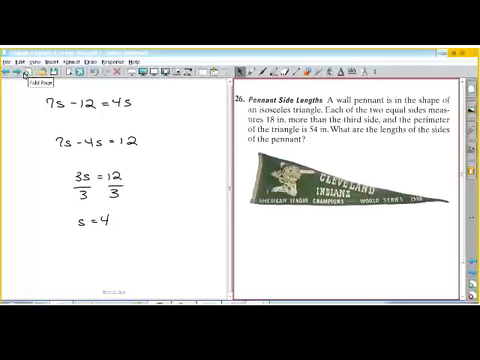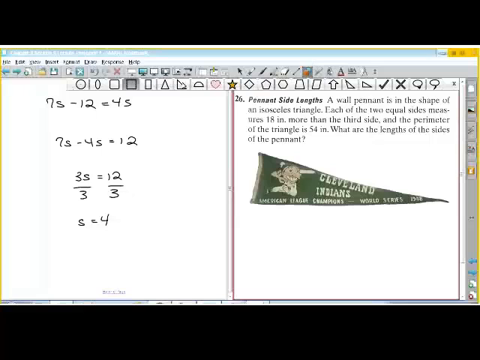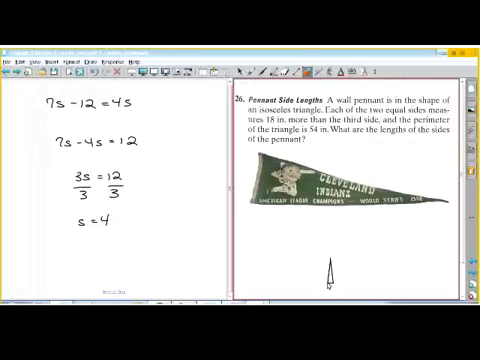Okay, problem 28. A wall pendant is in the shape of an isosceles triangle. Each of the 2 equal sides measures 18 inches more than the third side, and the perimeter of the triangle is 54 inches. What are the lengths of the sides of the pendant? So any of these problems where you're not given a drawing, it's probably good to draw something. So I'm going to draw an isosceles triangle. And I think that is an isosceles triangle.